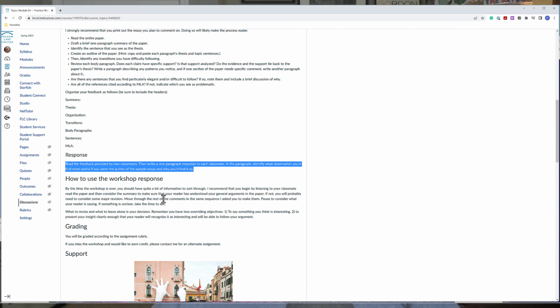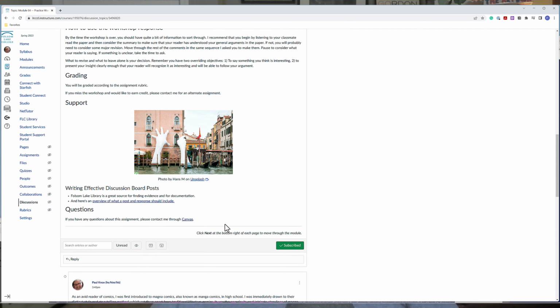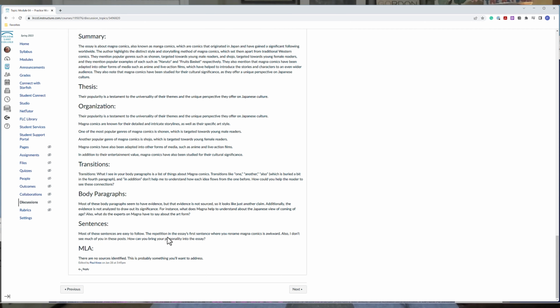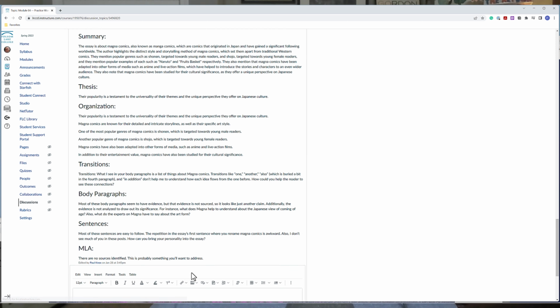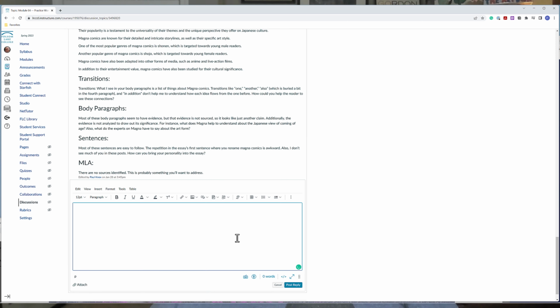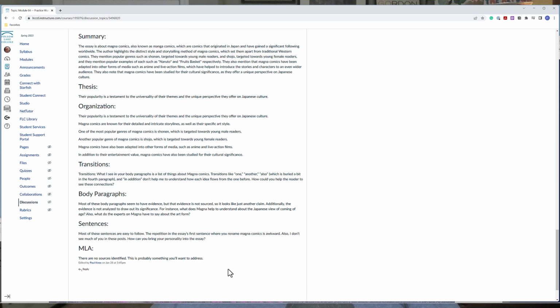Now, we go back to the directions to see what the next step I need to do is. And I look down here and I find that it talks about the response. So I need to read the feedback provided by 2 classmates and write a 1-paragraph response to each classmate. In that paragraph, I'm going to identify the observation that I would find most useful if I were the author of the sample essay and why I'd find it so.